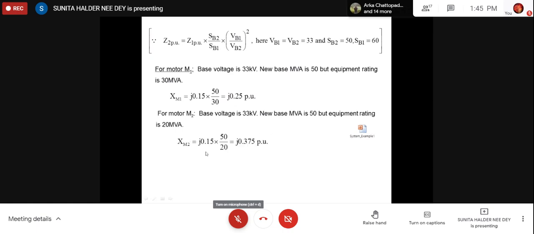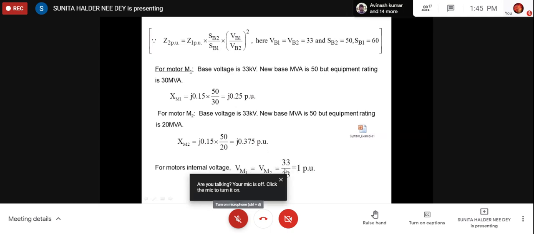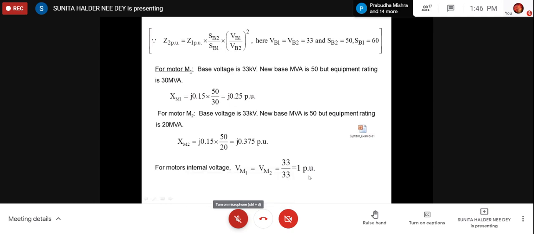So we have got all the parameters in terms of per unit, right? Now we have to calculate the motor internal voltage for both the motors. The terminal voltage is 33 kV, so 1 per unit. If nothing is mentioned for this type of problem, the motors are synchronous motors.